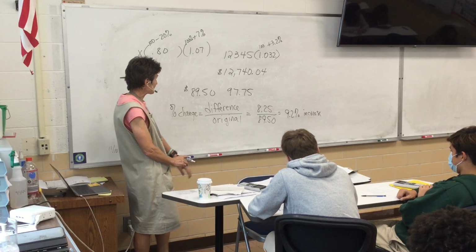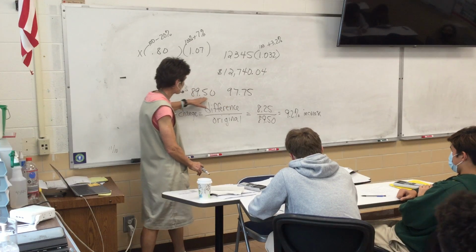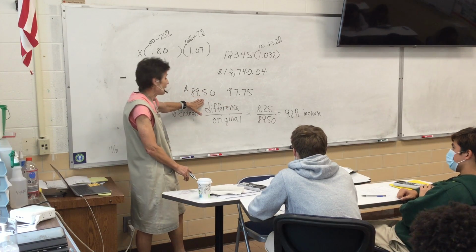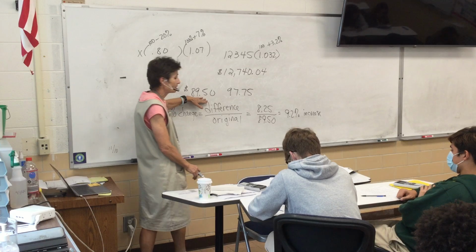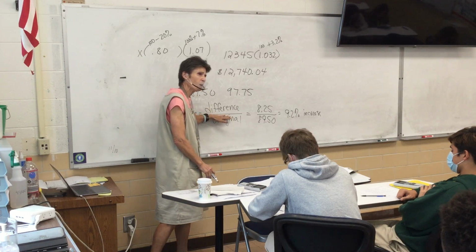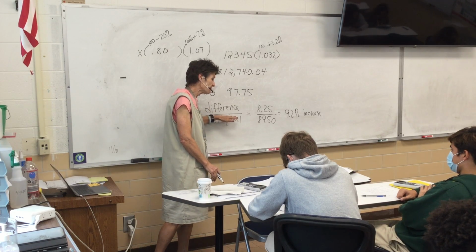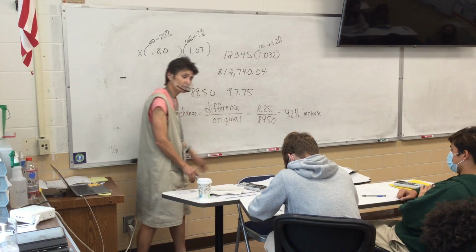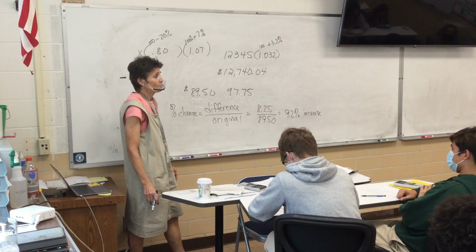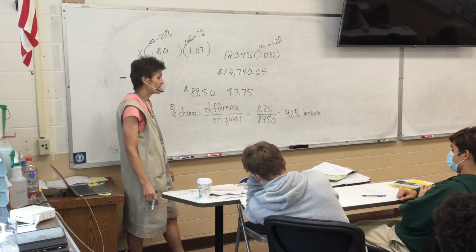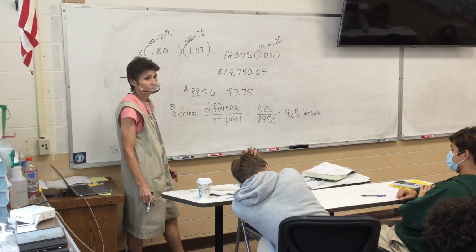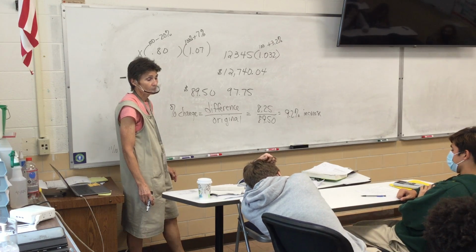So we find the difference in the two values, and then divide by the original. And difference means what? Add? Subtract. Difference means subtract. So we find the difference and then we divide. Okay?